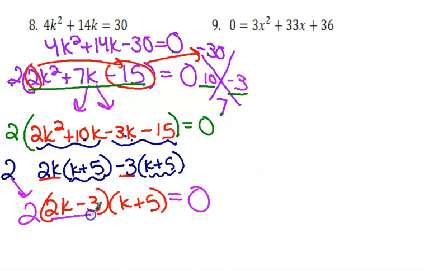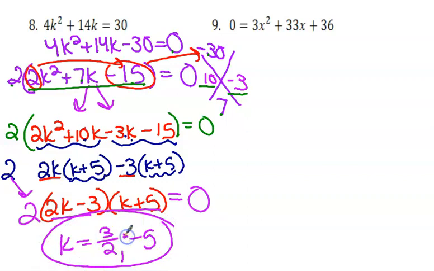And now I can make these equal to 0 and solve. So k equals 3/2 and negative 5. There we go. Okay, so how important is it to take out the greatest common factor so then this can get much easier for ourselves?